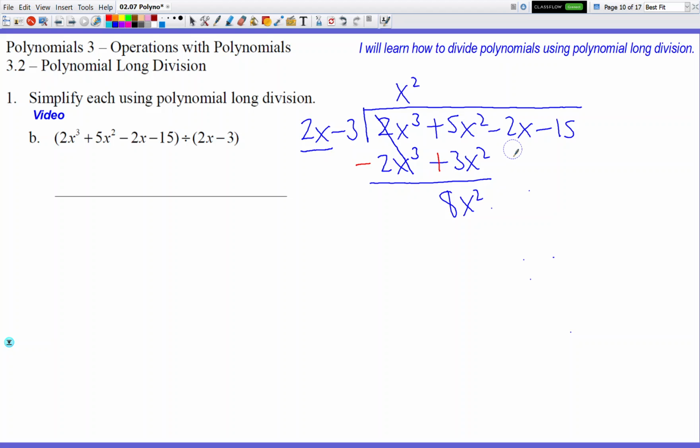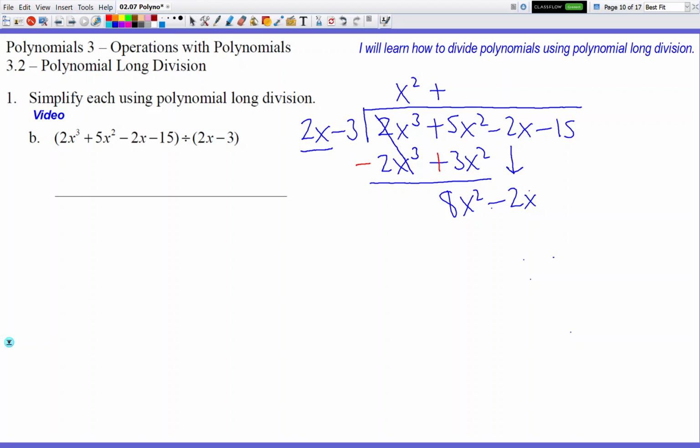To start round 2, I drop the next term, which is negative 2x. Now, like I said, we're going to start round 2. We have a brand new target. Now my target is to turn myself into 8x squared. I'm currently 2x, but I want to become 8x squared. I got to make sure I put a plus or minus sign. Always be sure to put plus or minus signs between your terms. Since I'm currently positive and I want to stay positive, you put a positive sign.